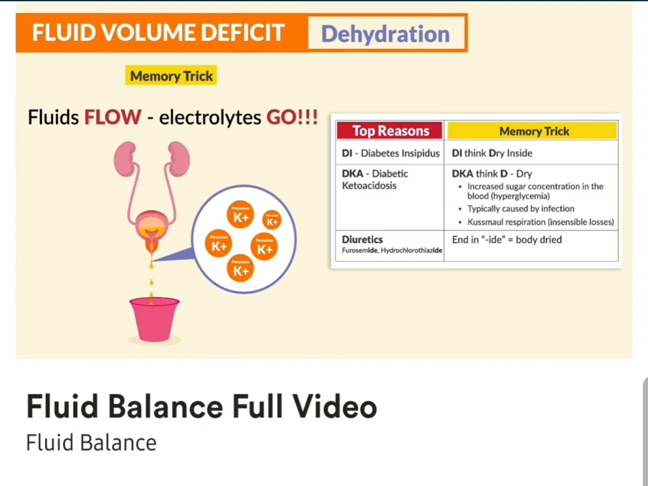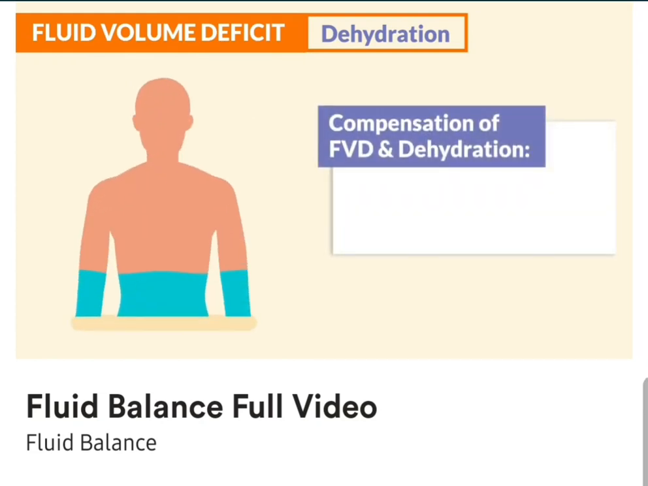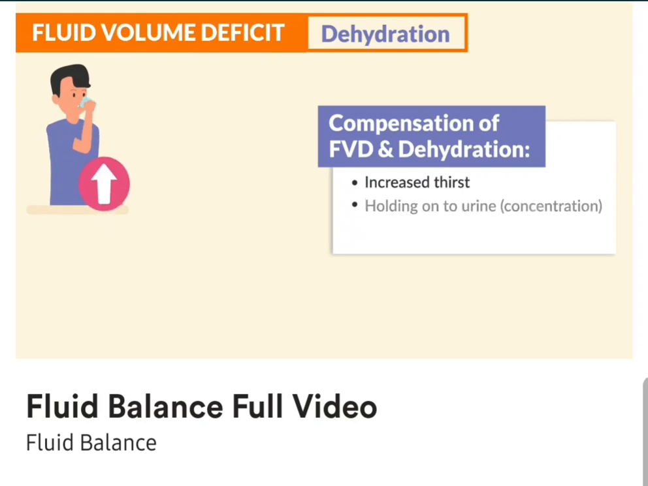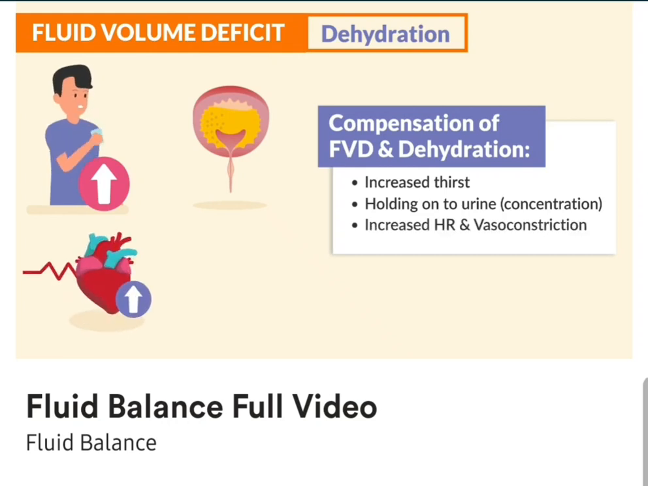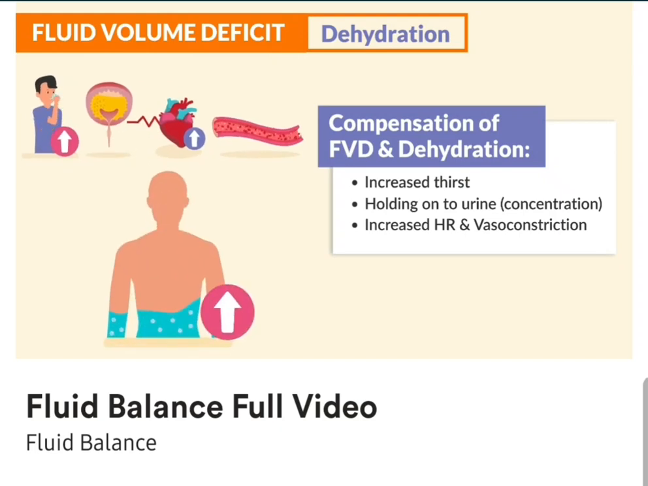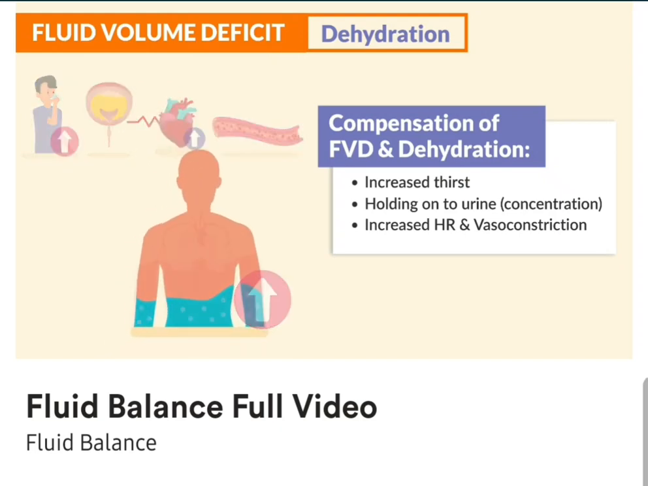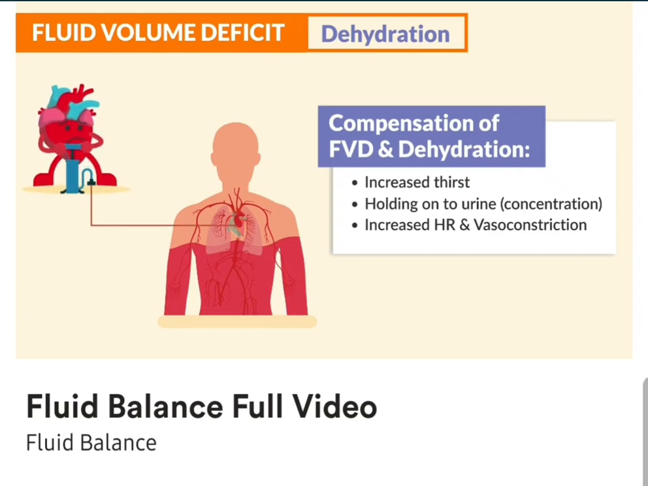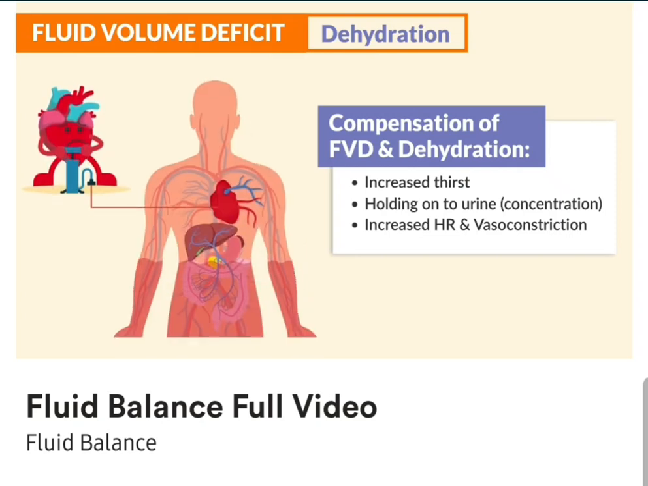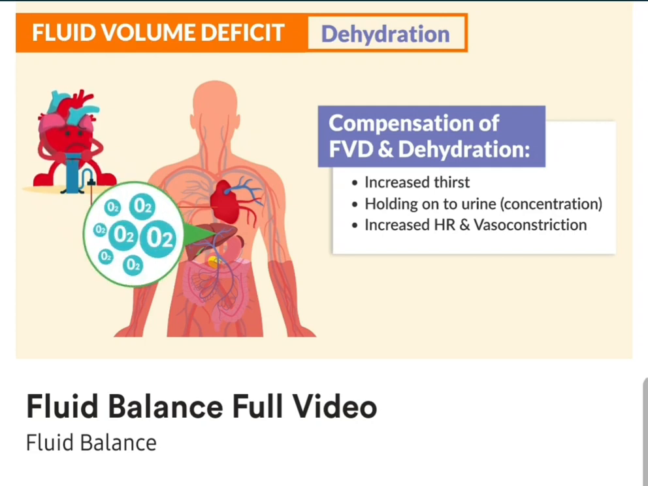Okay, now a quick side note before we go into manifestations. Compensation of fluid volume deficit and dehydration. Now the body tries to balance itself out by sending signals to increase that fluid intake. So we'll see increased thirst, the body's going to be holding on to urine, so we're going to have concentrated urine, as well as increased heart rate and vasoconstriction. Just think about it here. The body's trying to compensate or basically make up for the decreased fluid volume by pumping the little blood it has at a faster pace all around the body in order to perfuse or oxygenate the tissues here. So this is why we see increased heart rate and vasoconstriction.